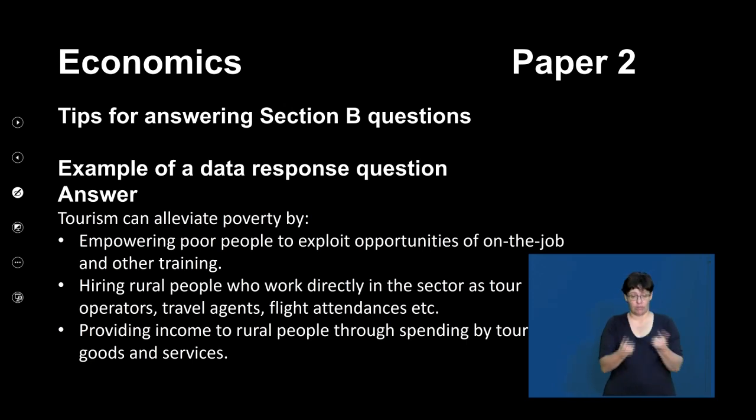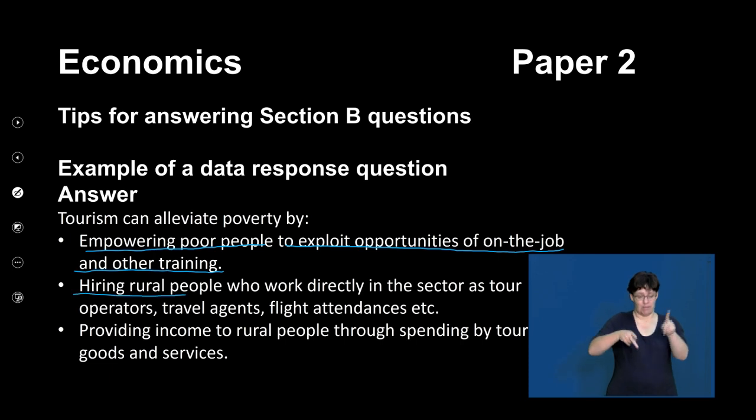Tourism can alleviate poverty by empowering poor people to exploit opportunities for on-the-job and other types of training. Number 2, hiring rural people who work directly in the sector as tour operators, as travel agents, and also as flight attendants. Again, you can also talk about providing income to rural people through spending by tourists on goods and services in the area.